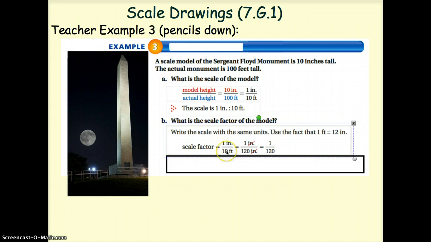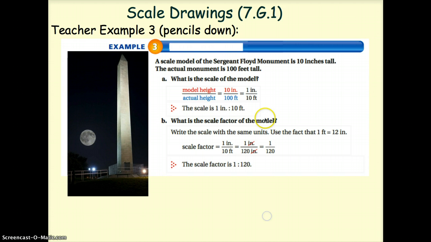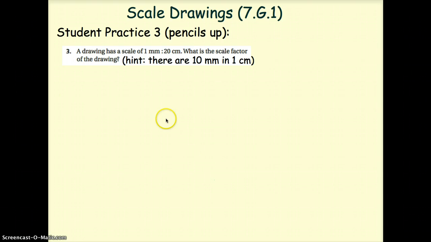So we have 1 over 10. We multiply 10 times 12 and we get 120. So that means our scale was 1 inch over 10 feet. Our scale factor is 1 inch over 120 inches. And hopefully you remember that with scale factor we don't use units, so we cross off the inches and we just have 1 to 120. The scale factor is 1 to 120. Notice we can write it sideways or we can write it vertically as a fraction. Either answer is correct.